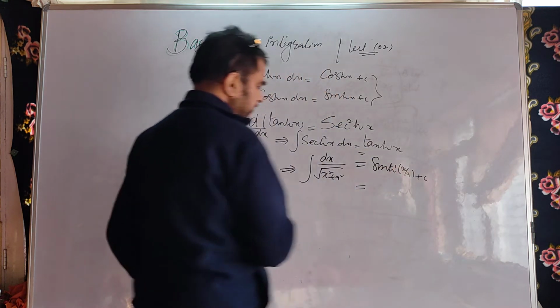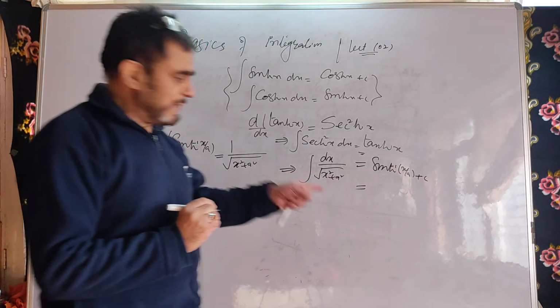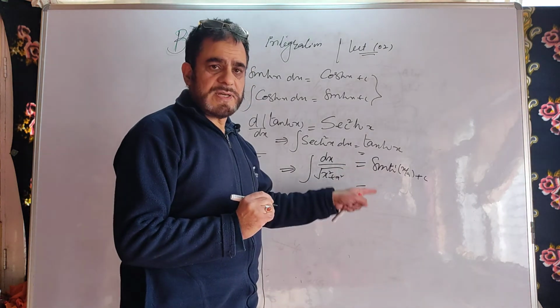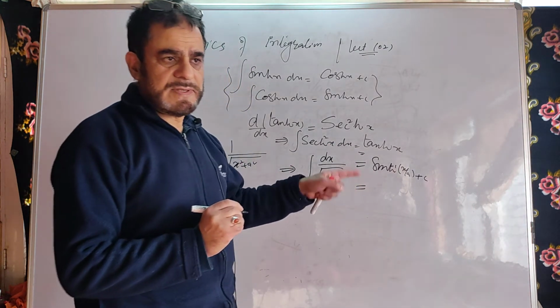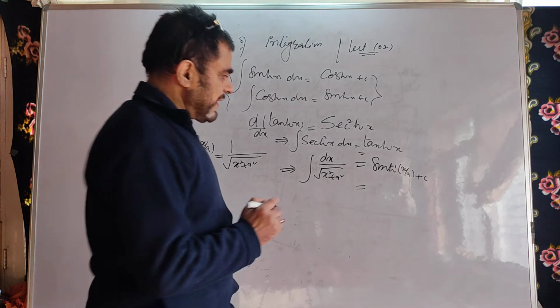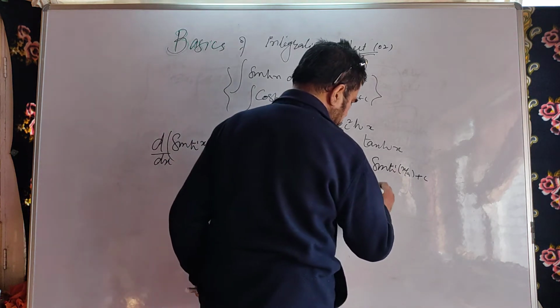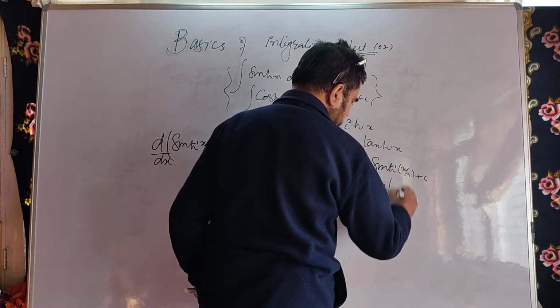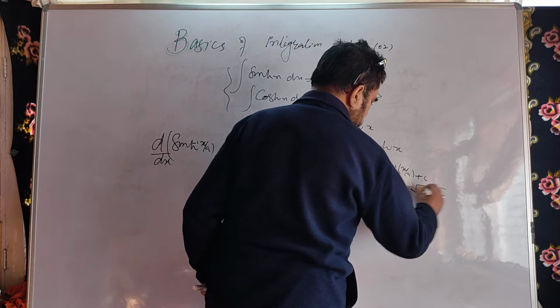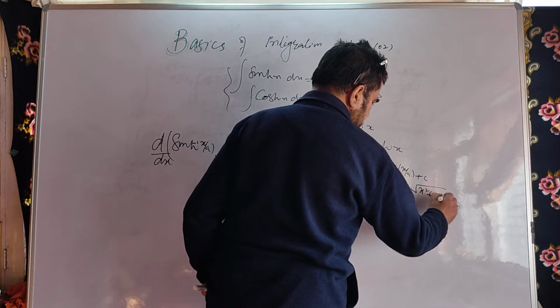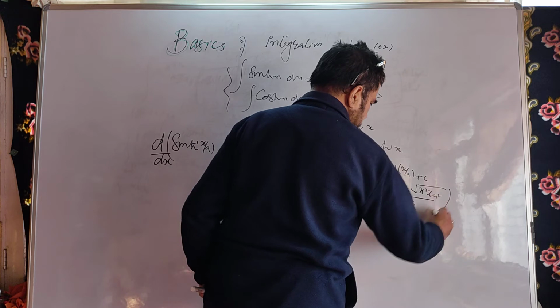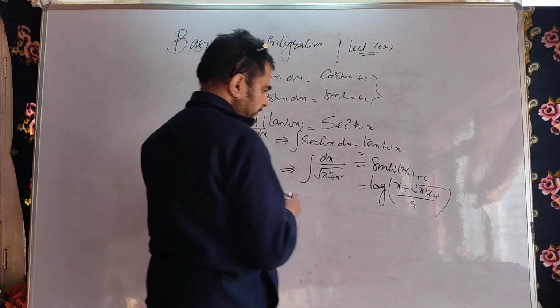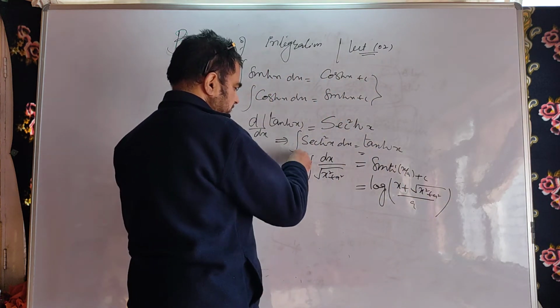Note that it is very important. Sometimes we write it in terms of log. In maximum problems dealing with differential calculus, we can write it also in log form. The log form is log of x plus under root of x square plus a square by a. Remember this formula. This is another result.